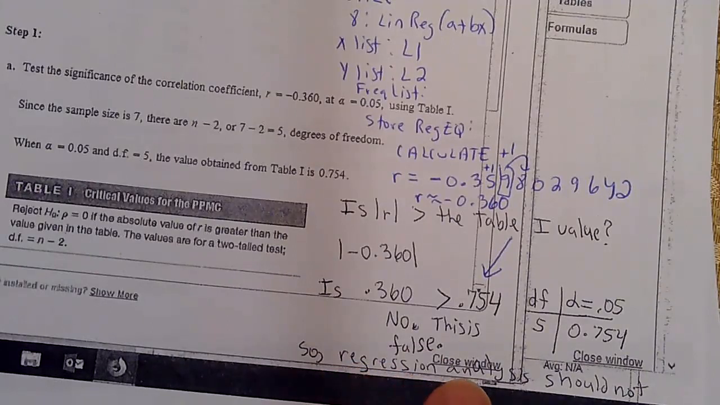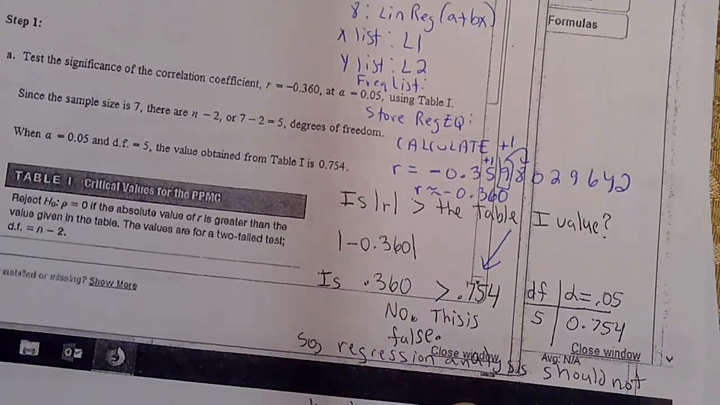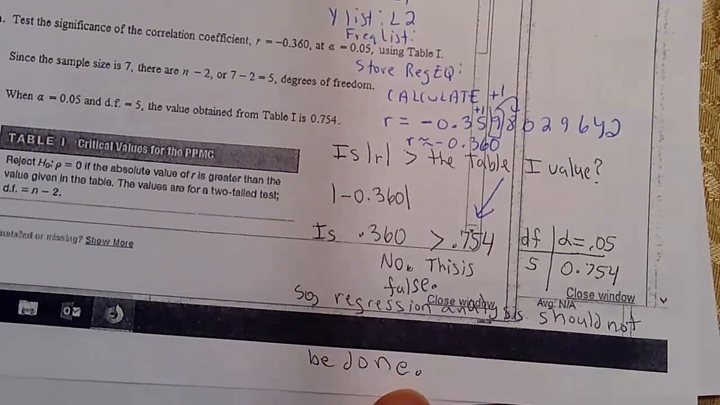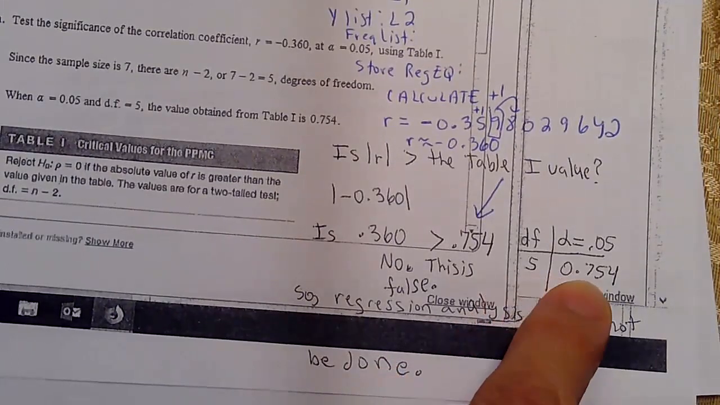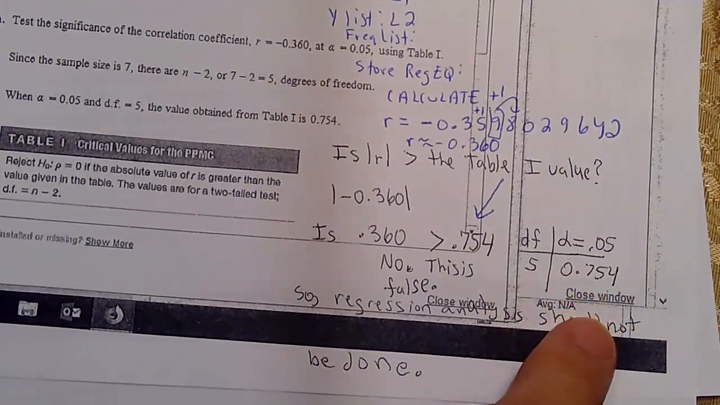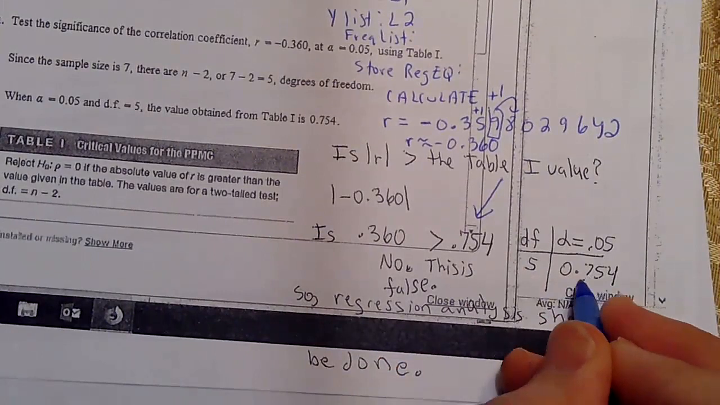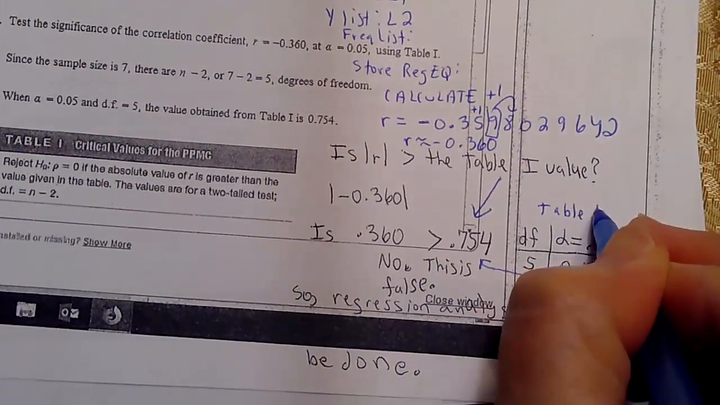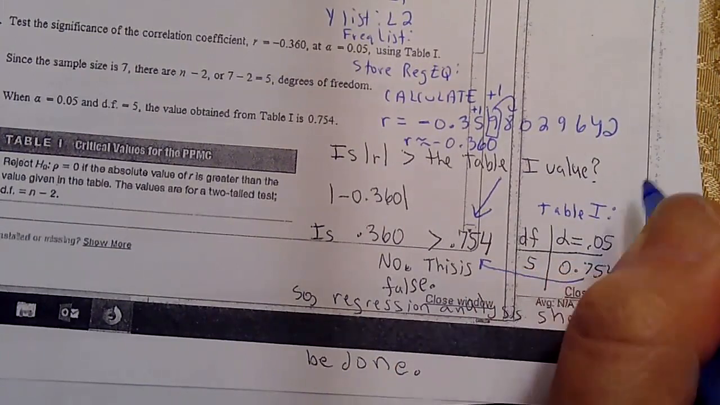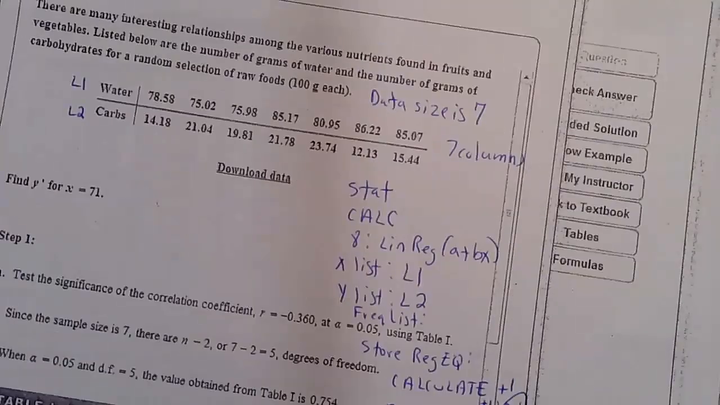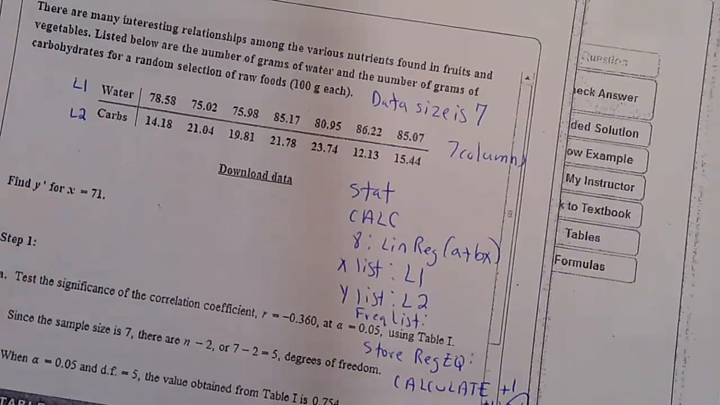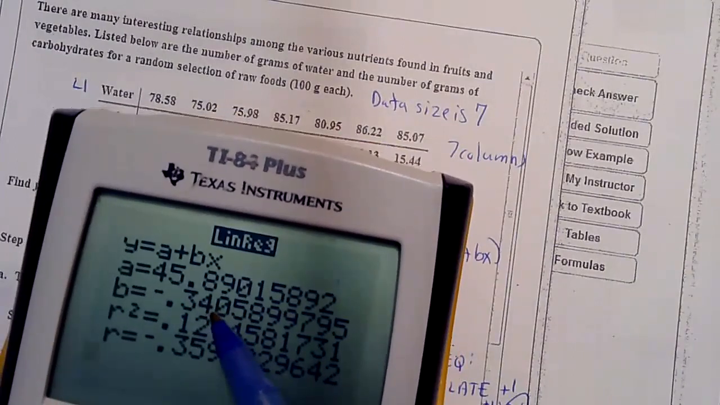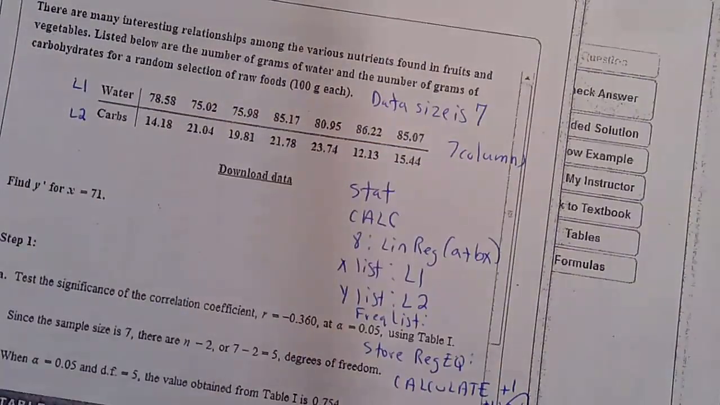So since it's false, regression, what does it say? Regression analysis should not be done. Yeah, so here's me looking that up on the table, 5 and 0.754. That's coming from this table I. So then it shouldn't be done. If it shouldn't be done, then you just stop. Don't even try to find it, even though the calculator is going to give you an A and a B, right? We don't use that at all. We just stop right there.